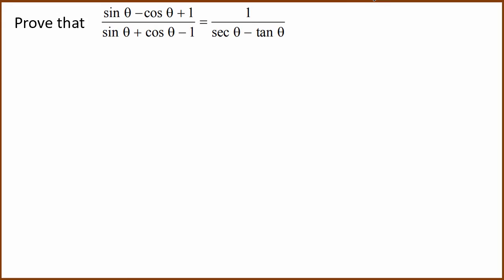What's the question? You have to prove that (sin theta minus cos theta plus 1) divided by (sin theta plus cos theta minus 1) is equal to 1 divided by (secant theta minus tan theta). This is what we have to prove. And we are supposed to prove this using an identity, which is tan square theta plus 1 equals secant square theta. Let's see how to do this.